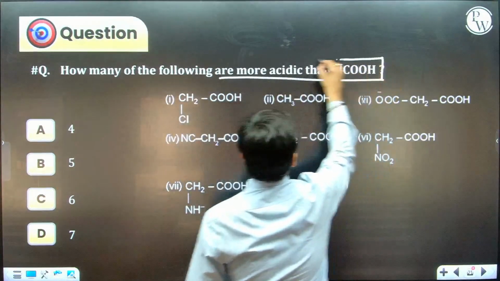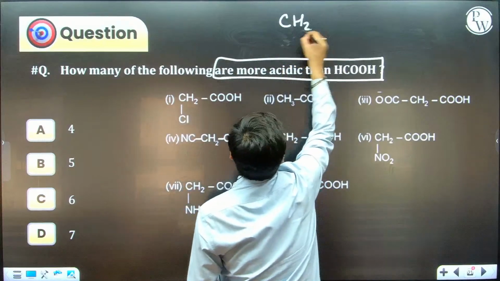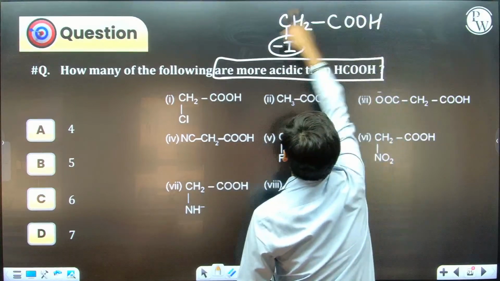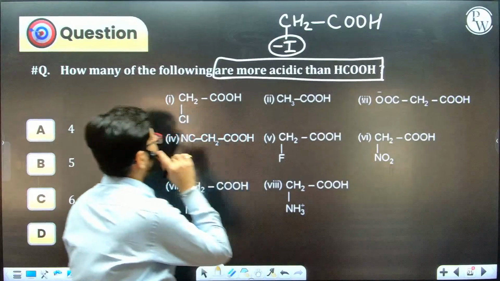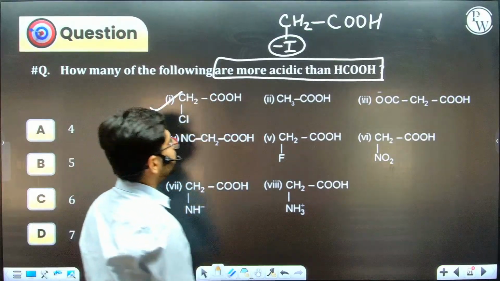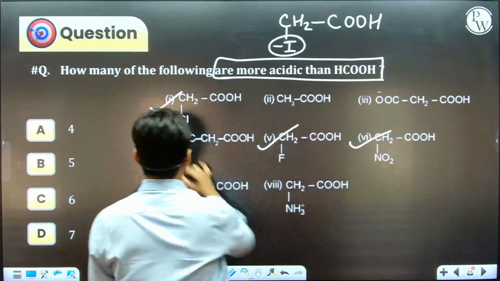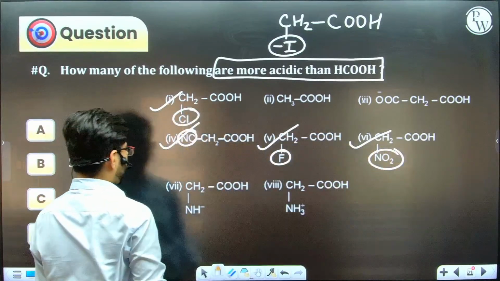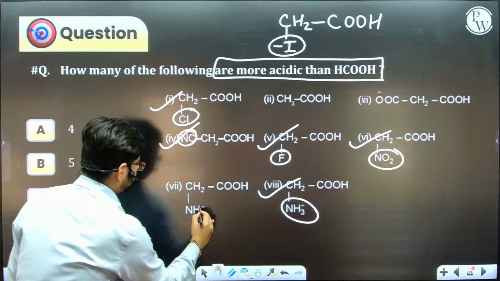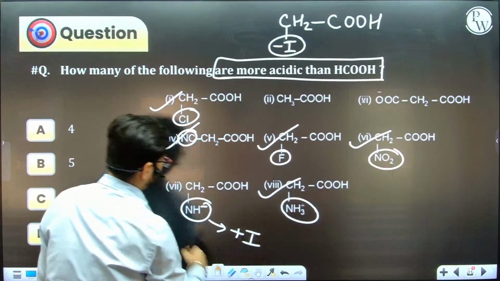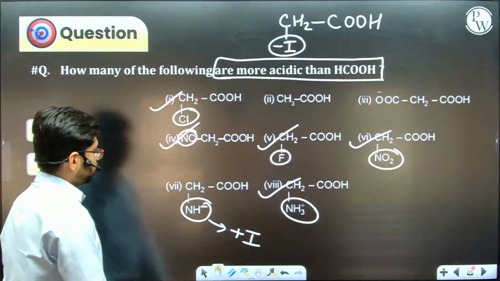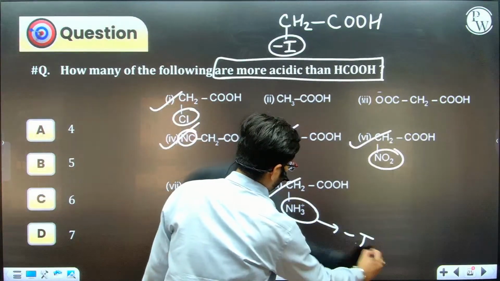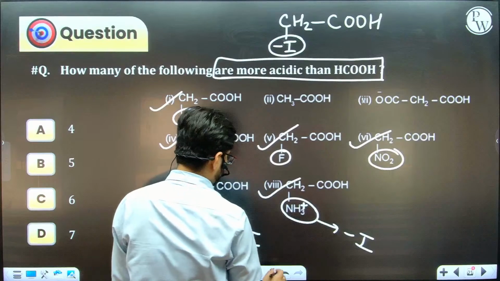How many are more acidic than HCOOH? Remember, if you have a minus I causing group attached to this carbon, then this entire compound is more acidic than HCOOH. So going by that logic, this is more acidic than HCOOH, this is more acidic, this is more acidic, this is more acidic because CN is minus I, F is minus I, NO2 is minus I, Cl is minus I, this is minus I. This is NH minus, so this will be showing plus I because already there is negative charge on an atom. So don't go wrong here, right? Here this is showing minus I because there is a positive charge here, NH3 plus, right?